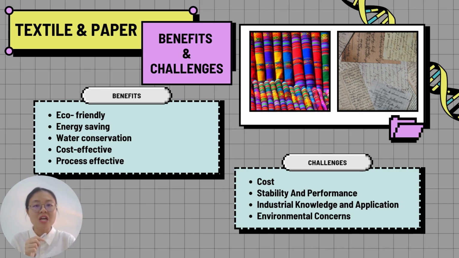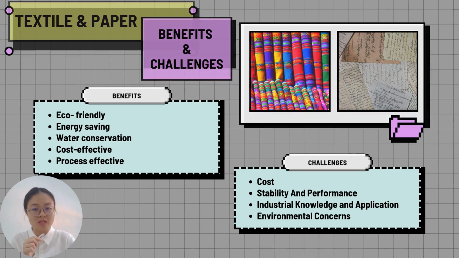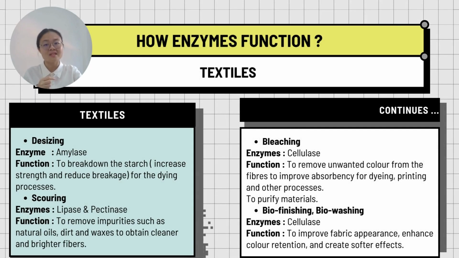Another challenge is lack of technical knowledge, as some manufacturers are unfamiliar with how to fully integrate the enzymatic method into the existing production system. Lastly, there are environmental concerns due to the disposal of enzymes after use, for example, wastewater treatment. Let us proceed to the enzyme uses in the textile industry.